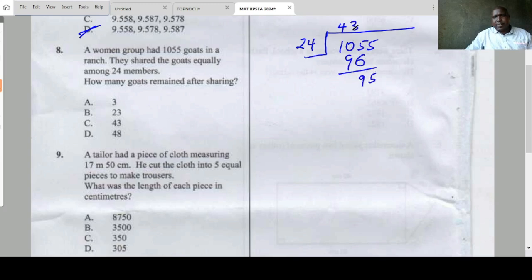So take 3. 3 times 24 is 72. So 95 minus 72, 5 minus 2 is 3, 9 minus 7 is 2. So 23 goats remained.